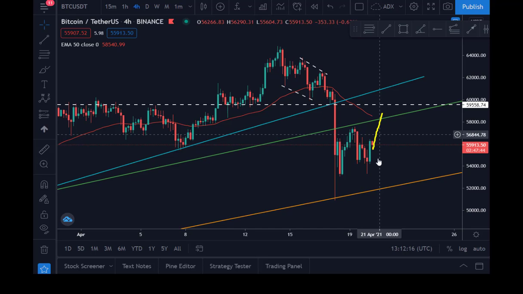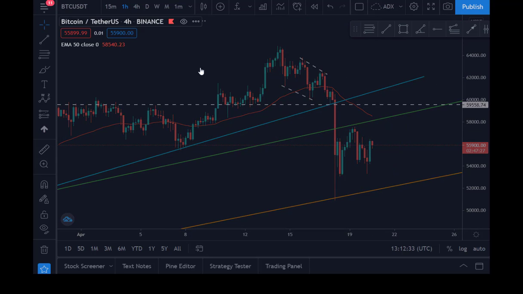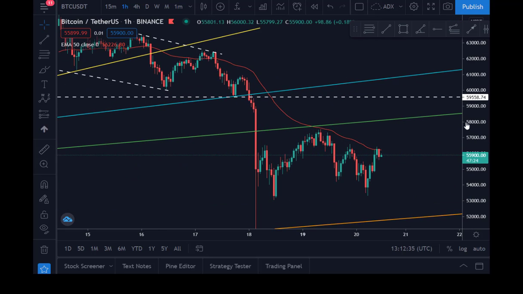But let's be cautious of whether this is going to come down before going up, because most times this kind of structure might play you if you're not careful. So let's watch out for it. It might decide to come down before going up, or might decide to go up and come down. So be careful on how you trade this for you not to be stopped out. So that's just it for Bitcoin.